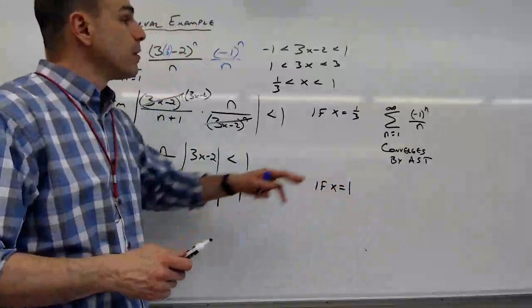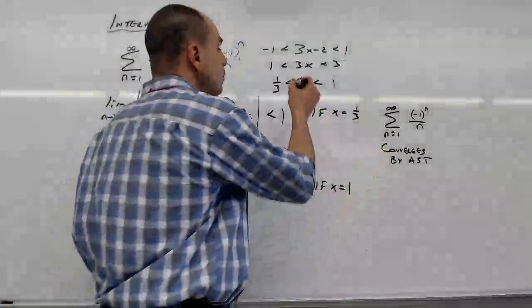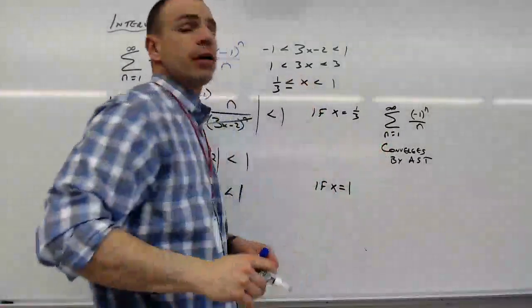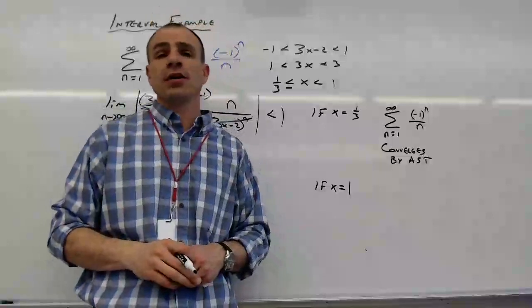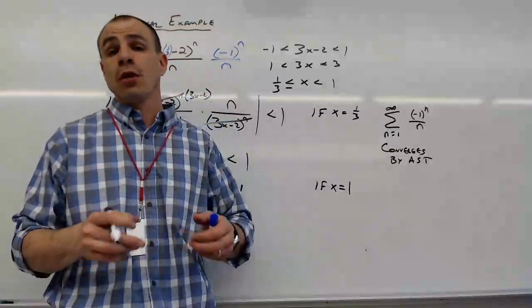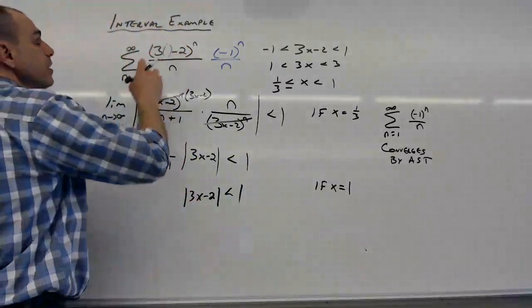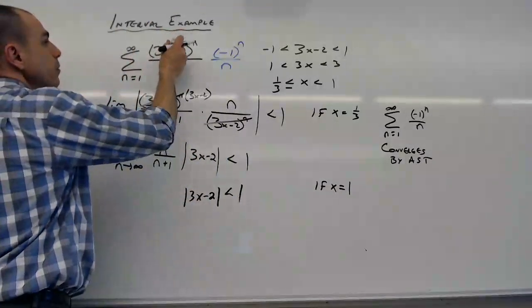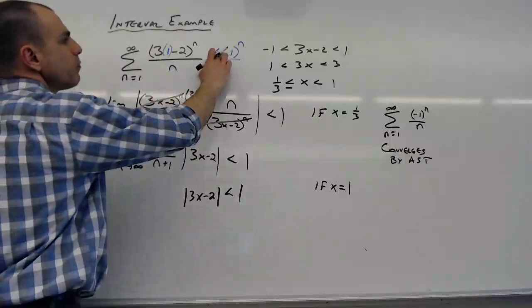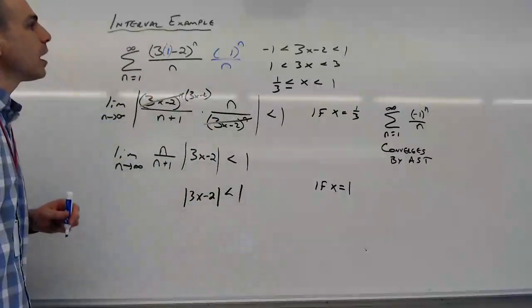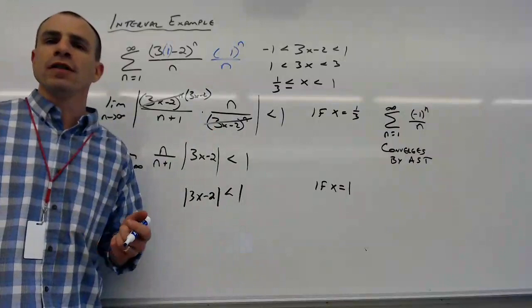Okay, so this converges, which means that we need that little mark right there because the series converges when x equals 1/3. What about when x equals 1? Now we go back here, and we're going to replace x with 1. And when we do so, we no longer have (-1)^n over n. We just have 1^n over n.